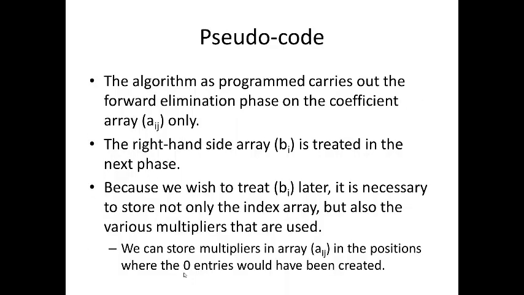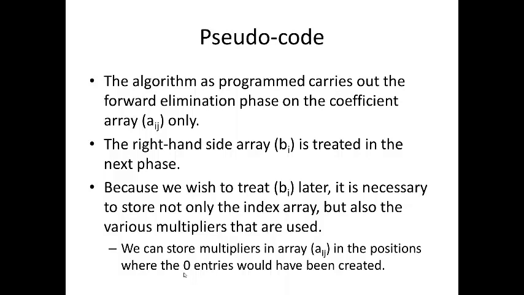The algorithm as programmed carries out the forward elimination phase on the coefficient array a_ij only. The right-hand side vector array b_i gets treated in the next phase along with the back substitution, just a bit before it actually. This method is adopted because it's more efficient if several systems must be solved with the same coefficient array a_ij but with differing arrays b_i.